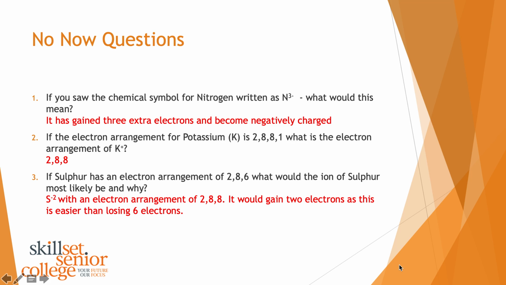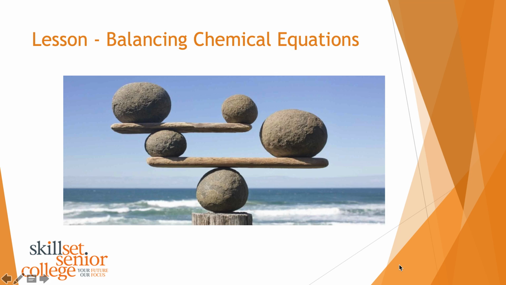Okay, so hopefully that makes sense after the last lesson. In the last couple of slides in the last lesson, I talked about balancing chemical equations. And we did that by counting the amount of atoms on one side, the reactants on the left-hand side, and then counting the products on the right-hand side.